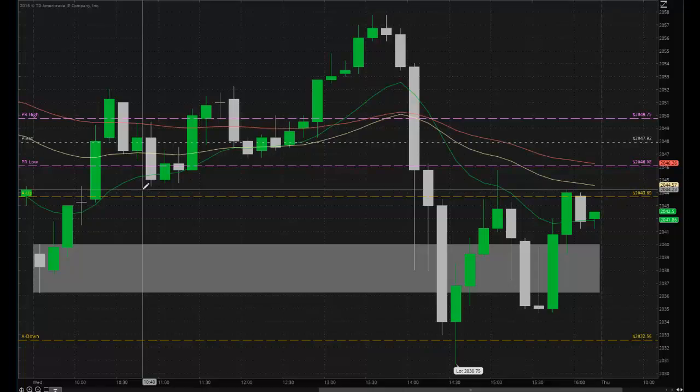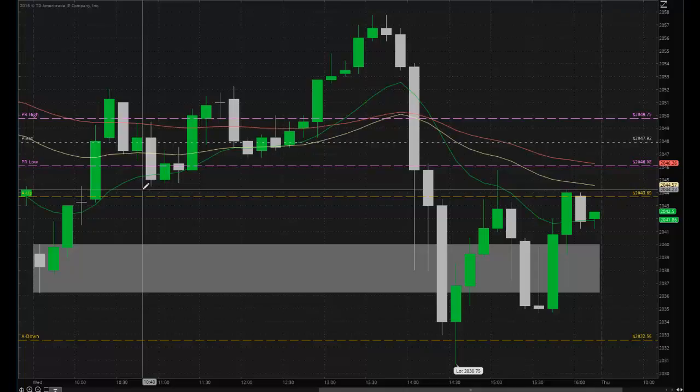Now, I wish I would have, but I didn't. I actually tweeted out that I'm out of the fade, but not going long because we haven't gotten through the pivot range yet. And today I wish I would have just reversed position and gotten long, because it was a nice little pop up through the pivot range.